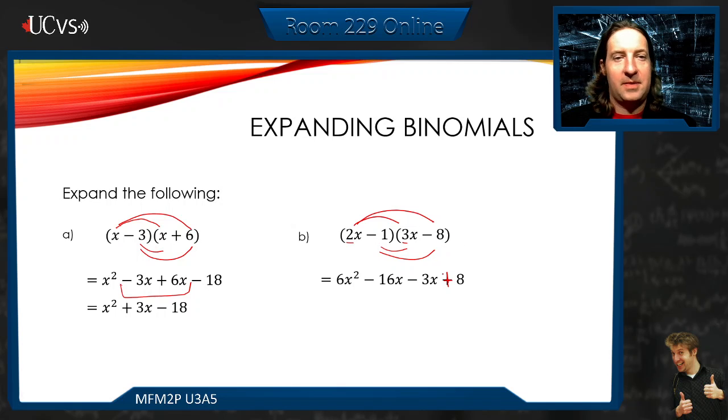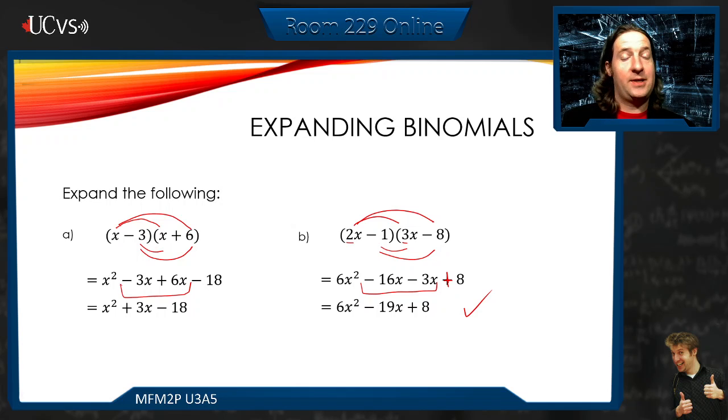So remember, be careful of your signs. And then last thing we do is we just put those together. So negative 16 subtract 3, negative 19. And we have our final answer. So when I multiply out 2x minus 1 times 3x minus 8, I end up with 6x squared subtract 19x plus 8. Okay? Remember, we have these 4 different multiplications that we have to do.